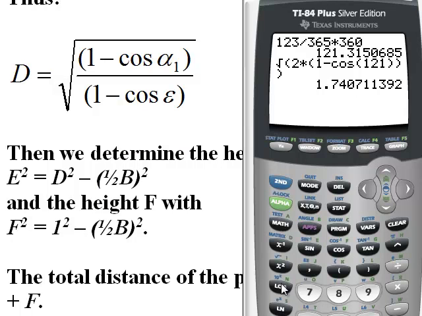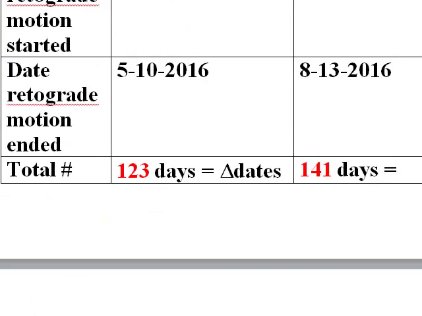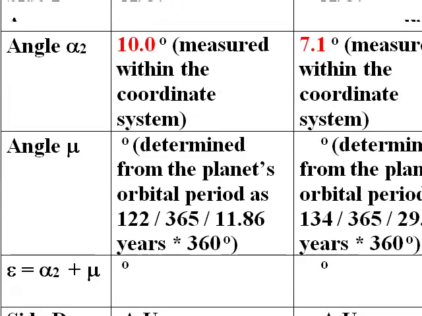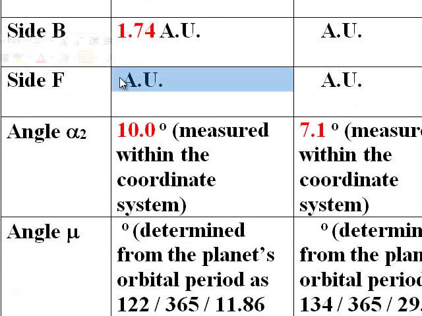So square root of 1 squared minus parentheses 0.5. Of course I didn't write the square here because 1 squared is 1. So 0.5 times the 1.74 I had a moment ago, close the parentheses, then square that, and another parenthesis for the square root, enter. 0.49. So the height of that triangle is 0.49 astronomical units.